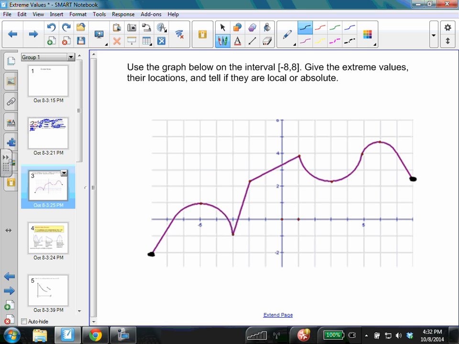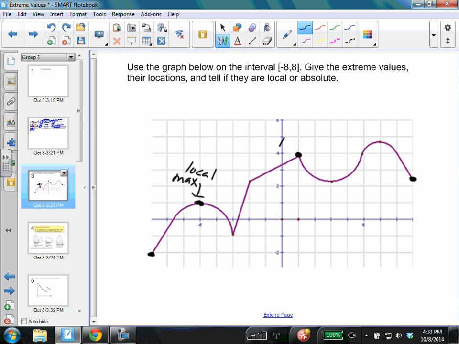Remember, something is a local maximum if it is bigger than all of the things that are right next to it. So let me give you some examples of some local maximums. This right here is a local max, right? It's bigger than the ones that are right next to it, so that's all it needs in order to be a local maximum.